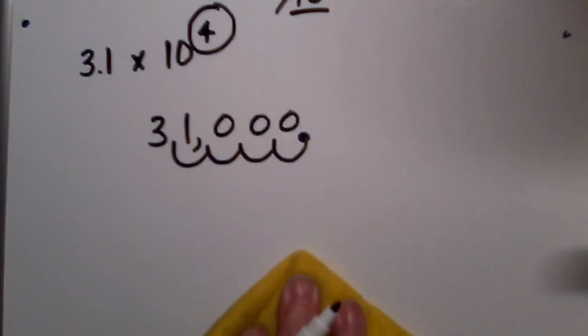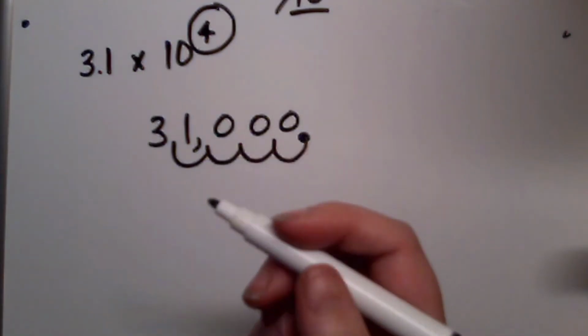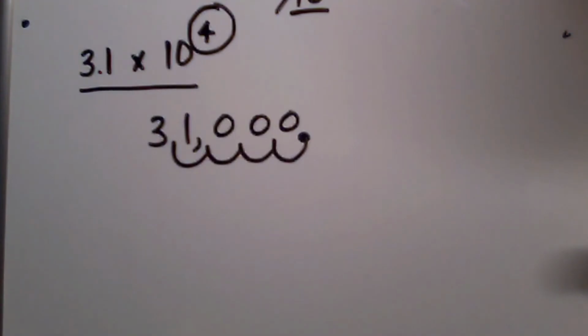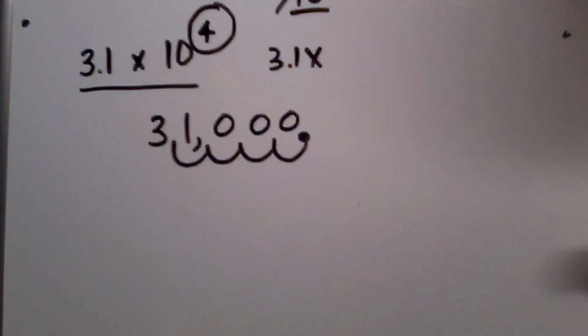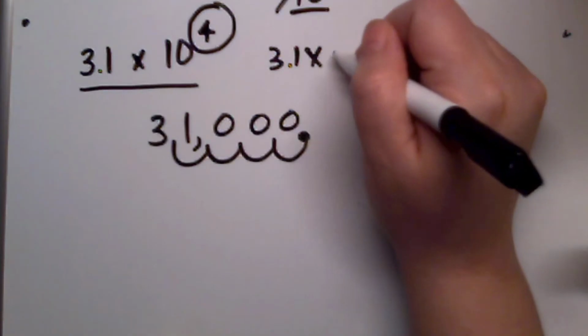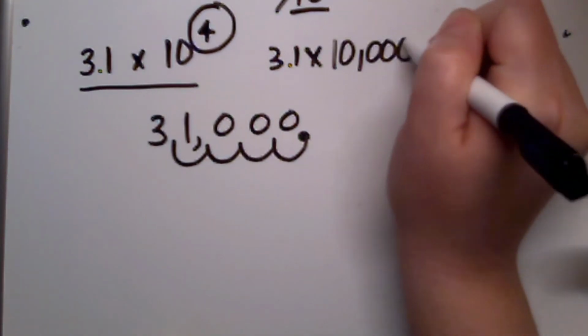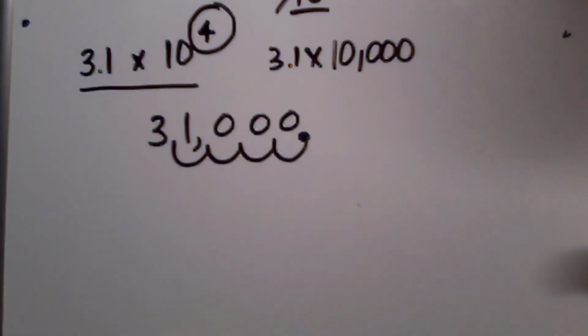So that number is definitely bigger than 10. So this way of writing right here is called scientific notation, and it's a way of writing very big numbers in a more truncated form. 3.1 times 10 to the 4th is also the same as saying 3.1 times 10,000. So when we are using those exponents, that's actually another shortened way of writing large numbers too.